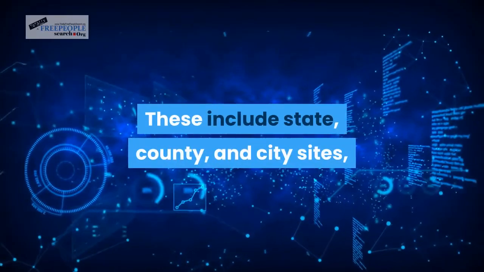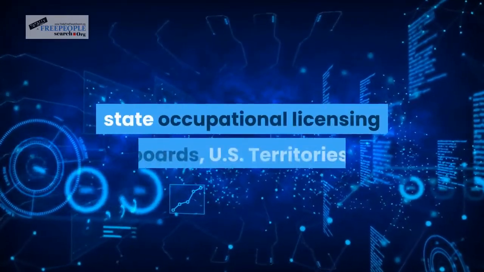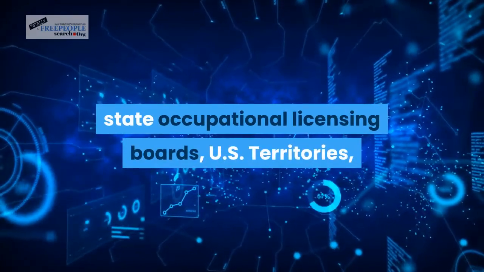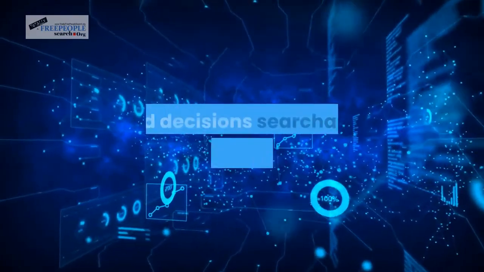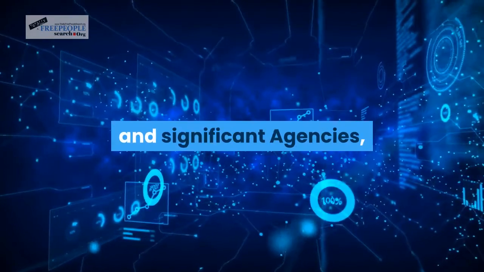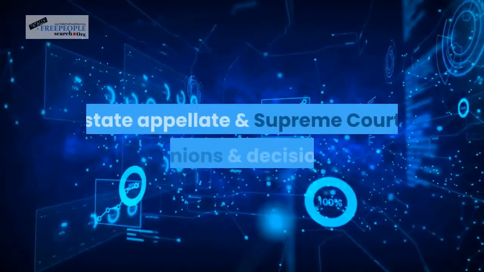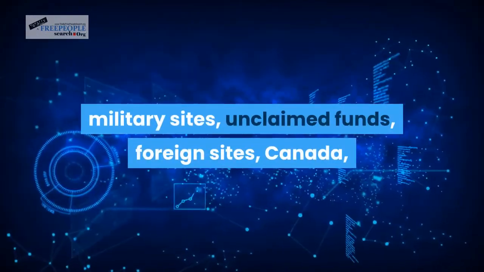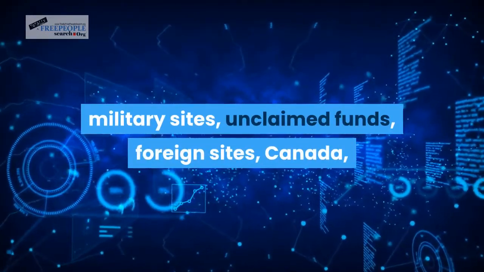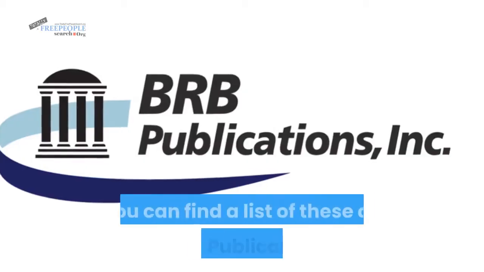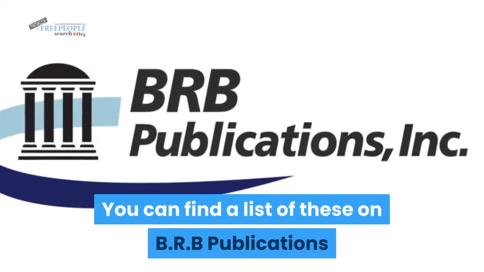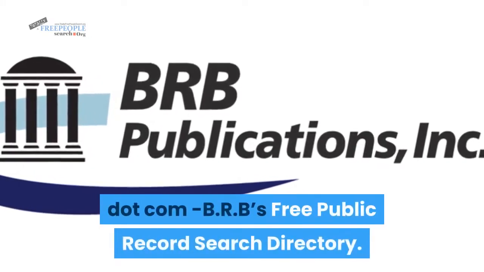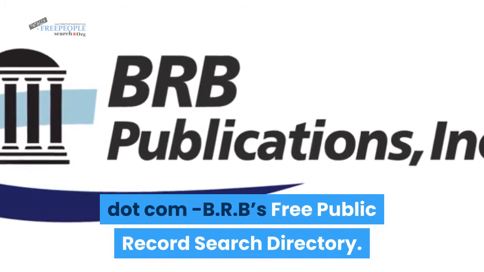These include state, county, and city sites, state occupational licensing boards, U.S. territories, federal courts' opinions and decisions, searchable federal sanctioned sites and significant agencies, state appellate and Supreme Court opinions and decisions, military sites, unclaimed funds, foreign sites, Canada, foreign embassy sites. In the U.S. you can find a list of these on brbpublications.com, BRB's free public record search directory.